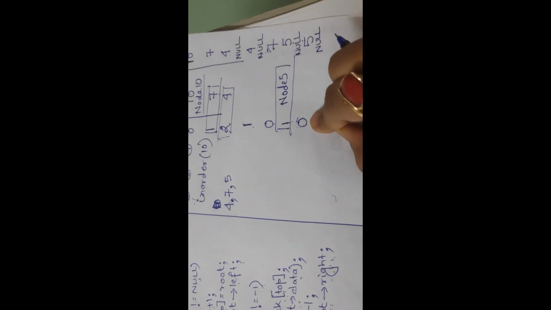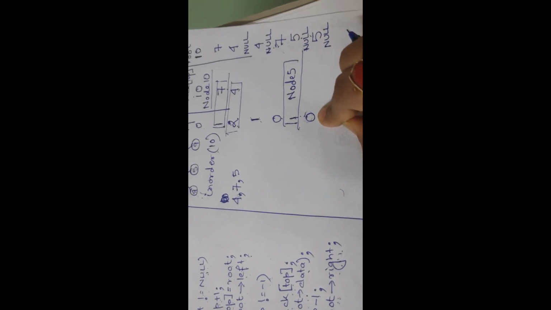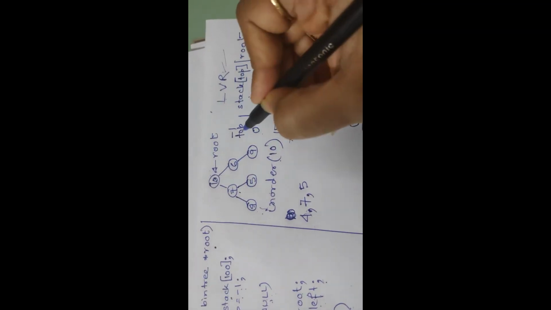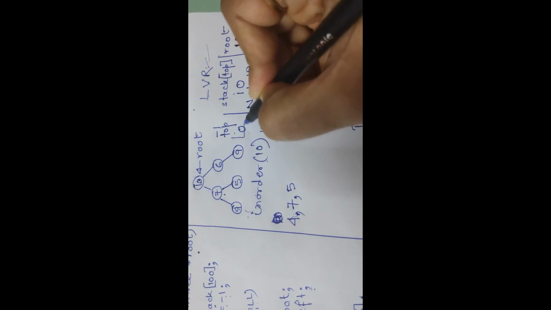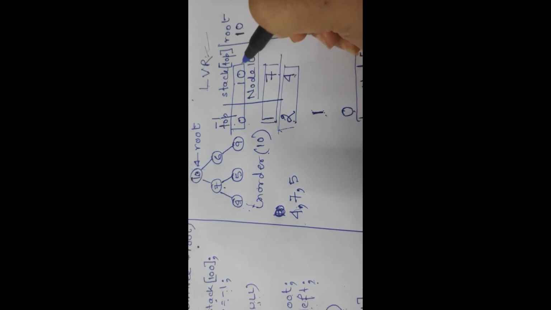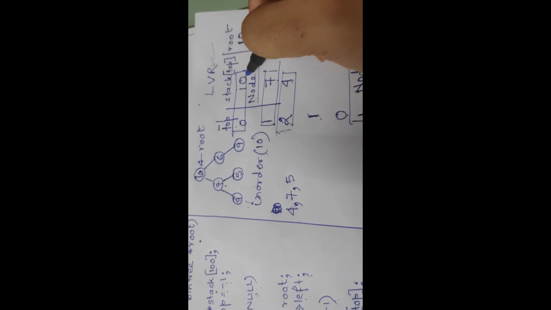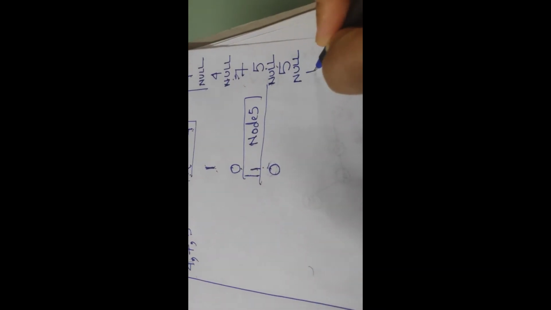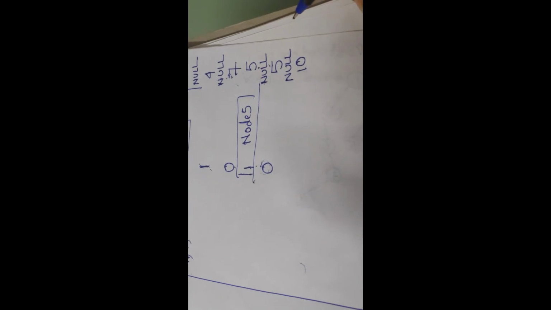Now, what is the value of top? The top value is 0. And what is there at stack 0? If we go back, we will see stack 0, that is the 0th element of the stack that we had pushed at the first, was the root node 10. So now again, when we are assigning stack top to root, root is becoming 10 again.